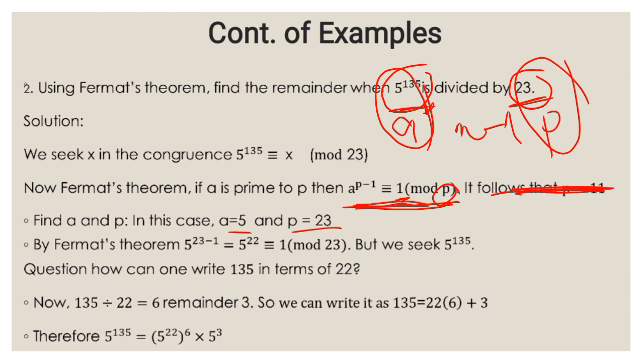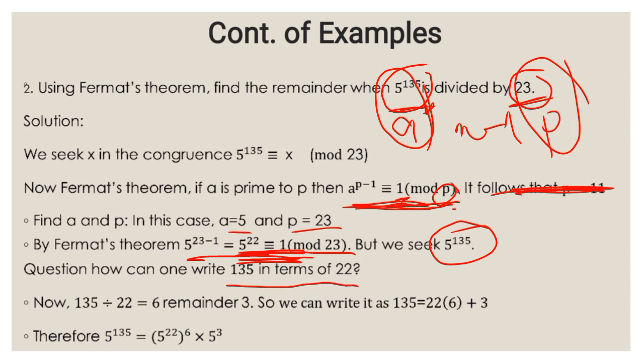We just substitute for A and P. So A is 5, P is 23, so that's what you have here. So we got 5 raised to the power 22 is congruent to 1 modulo 23. Okay, so we found that whenever 5 is raised to the power 22, you get a remainder 1. But we want to find 5 raised to the power 135.